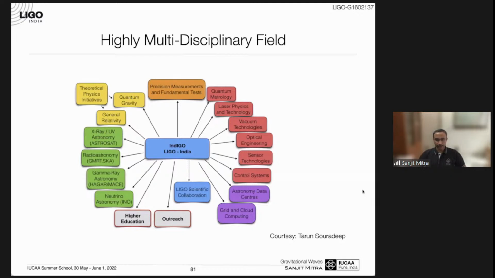So these are the motivations why this kind of project becomes more helpful for the country than just the science output of this kind of detectors.